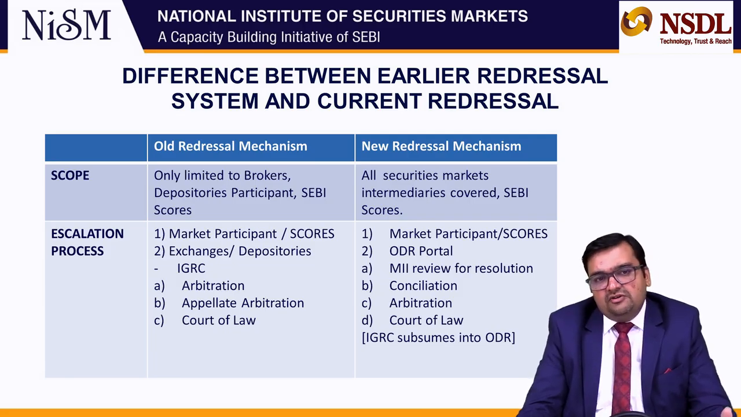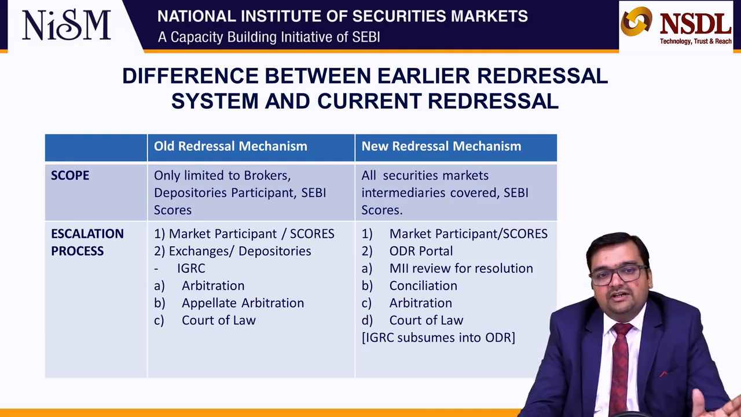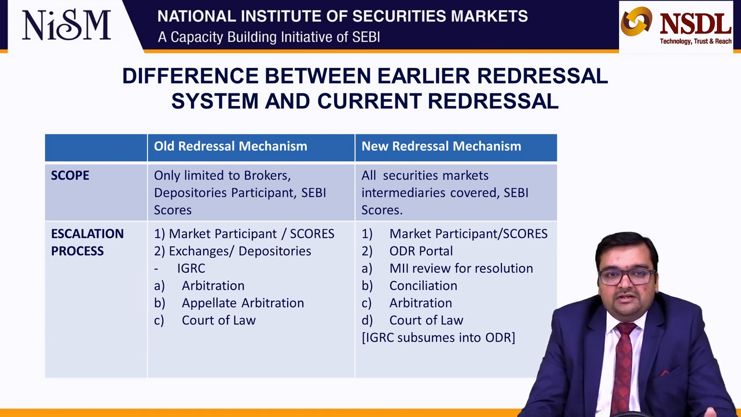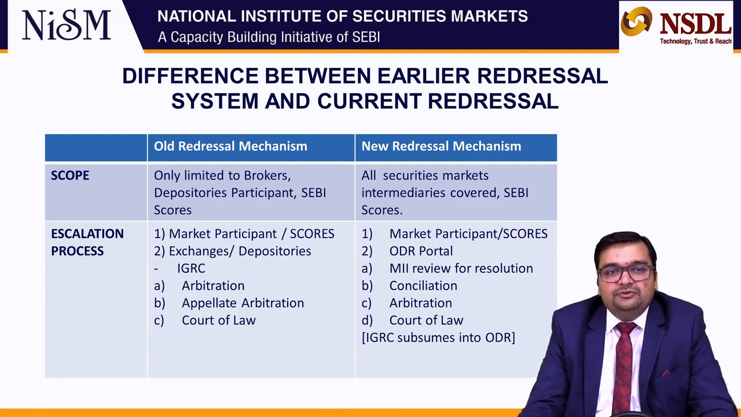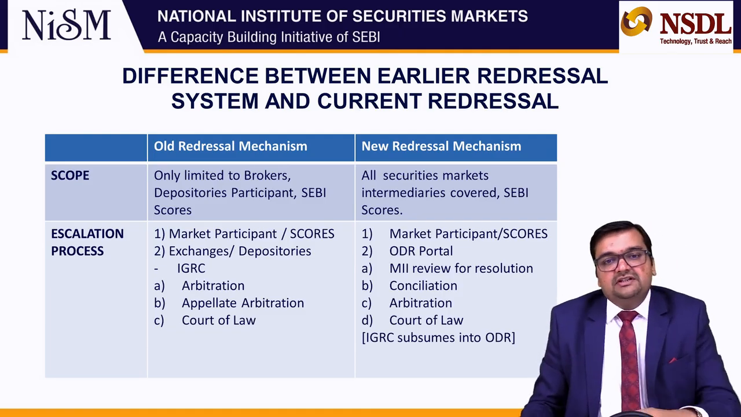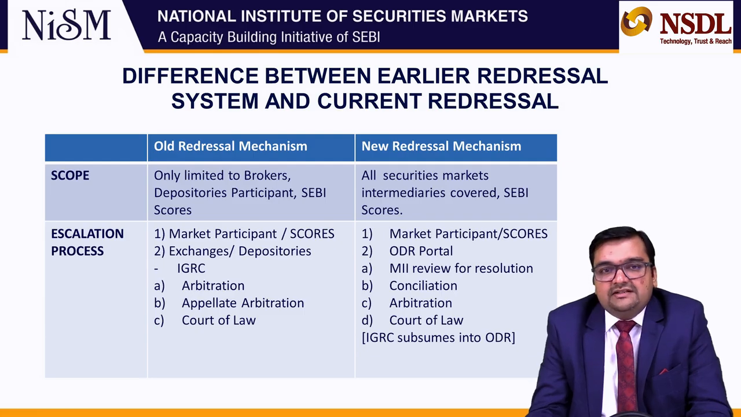The escalation process also has had a slight change. Earlier there was the conciliation process, an arbitration process, an appellate arbitration and court of law. However, in the new system, the appellate arbitration is not available. Secondly, the investor grievance redressal committee stage has been subsumed in the conciliation stage. So compared to the earlier system, the new system is a little shorter and much faster. Now let me go through a little bit of the earlier system.